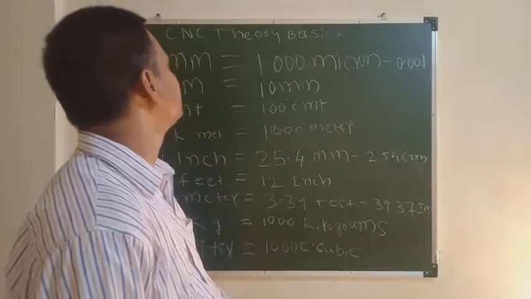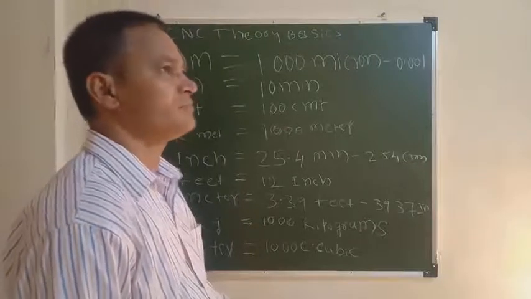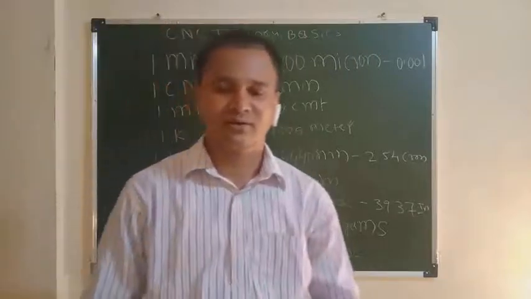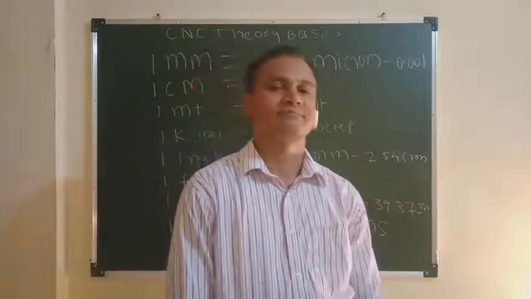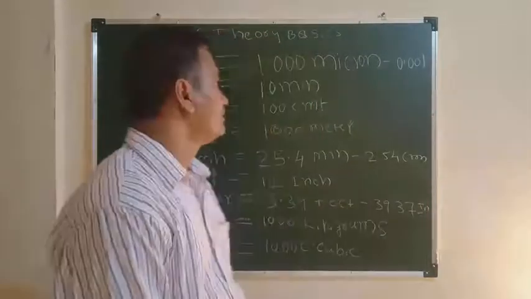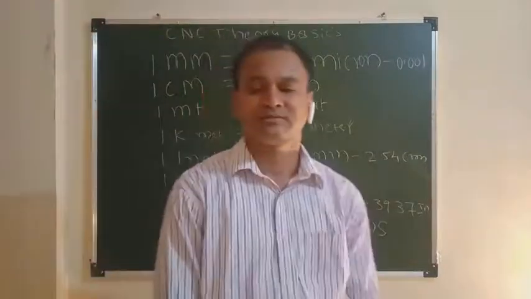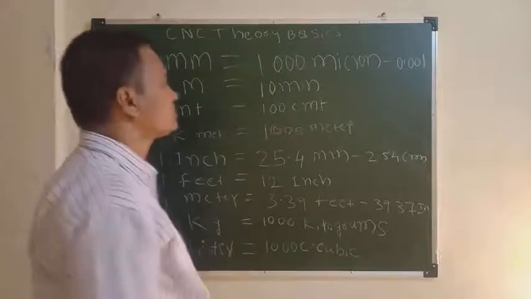Standard units. CNC theory is basically about doing the work on machines. Take this knowledge and apply it. 1 mm is equal to how many microns? 1 mm is equal to 1000 microns.